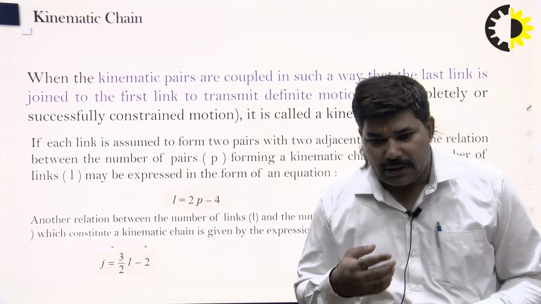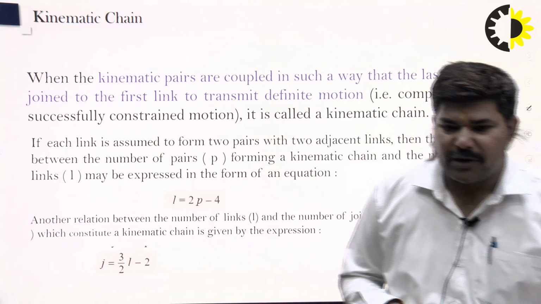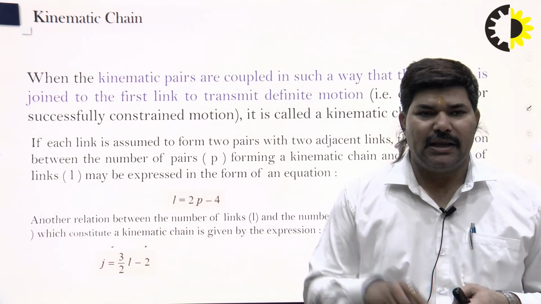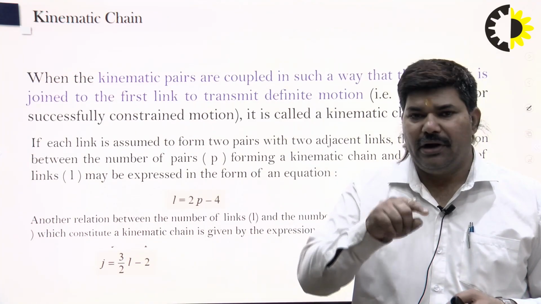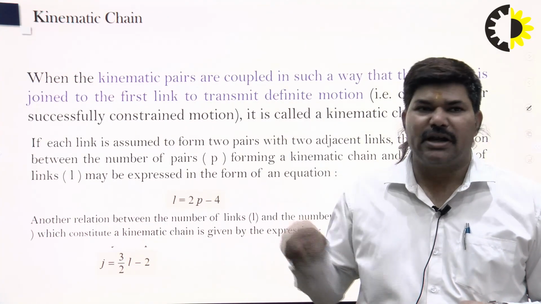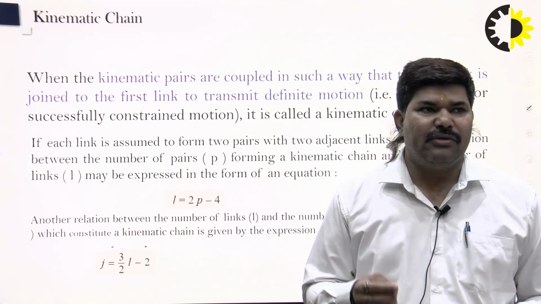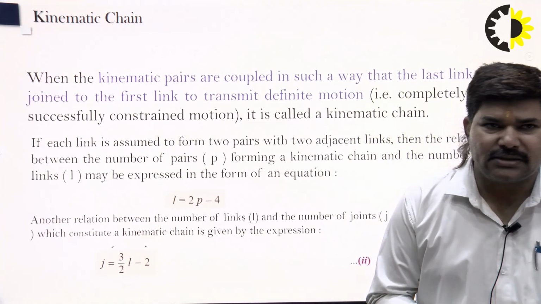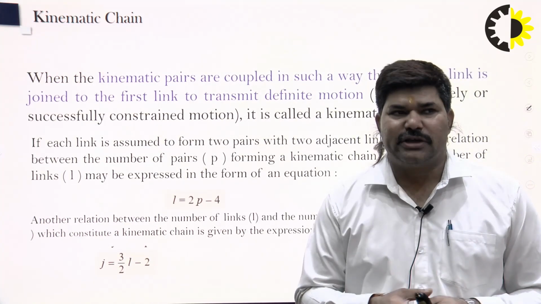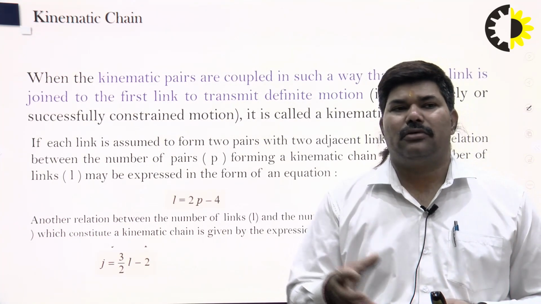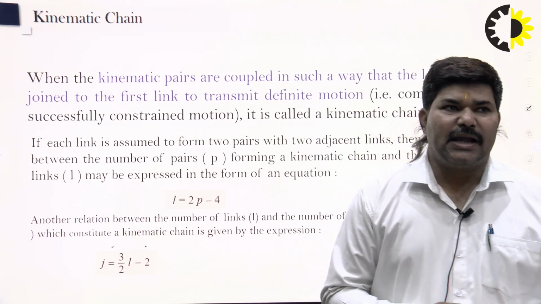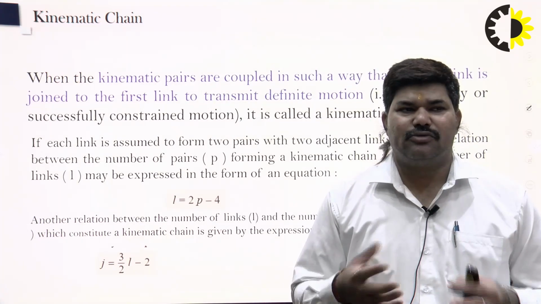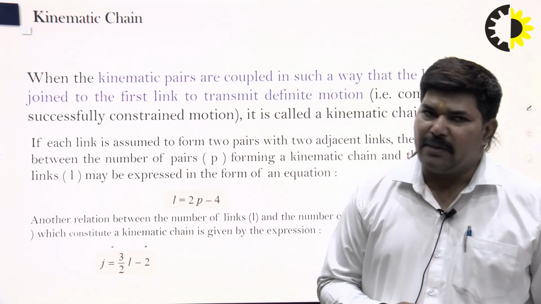Earlier we have discussed the kinematic pair, where two links are connected. So a pair means the connection of two links. The chain is the combination of different links, where the first link is connected to the last link. When the kinematic pairs are coupled in such a way that the last link is joined to the first link to transmit definite motion, we call that a kinematic chain, which gives completely or successfully constrained motion.